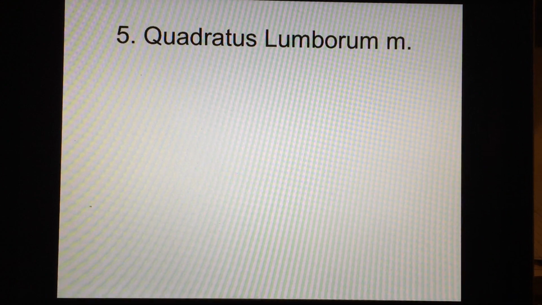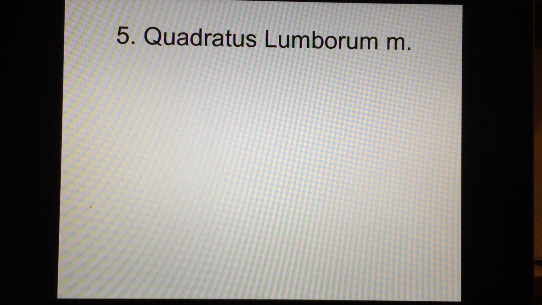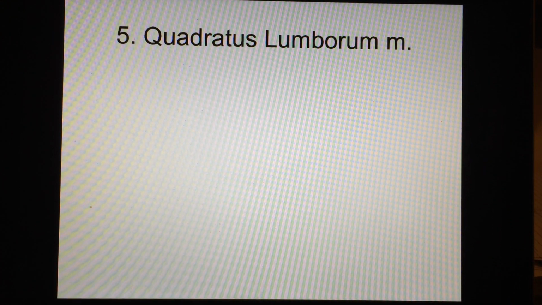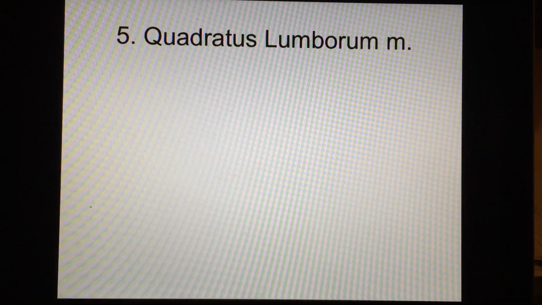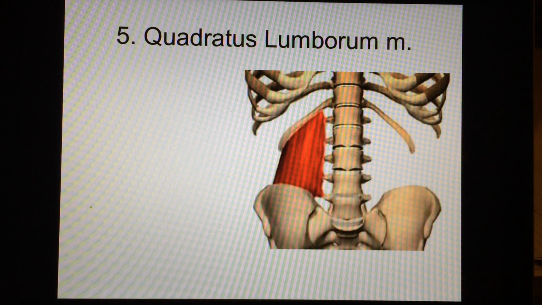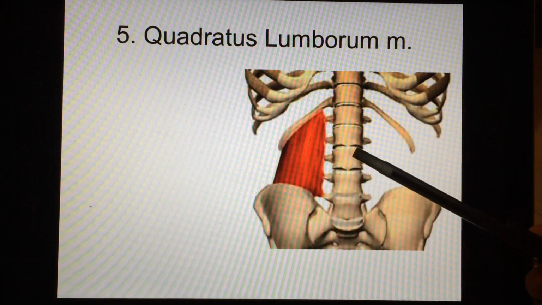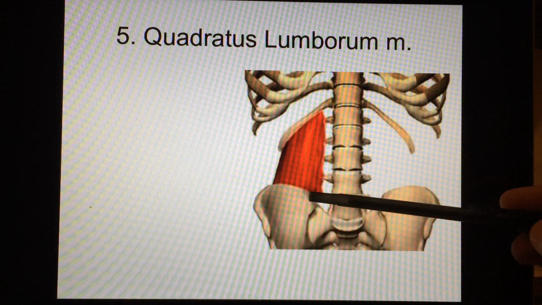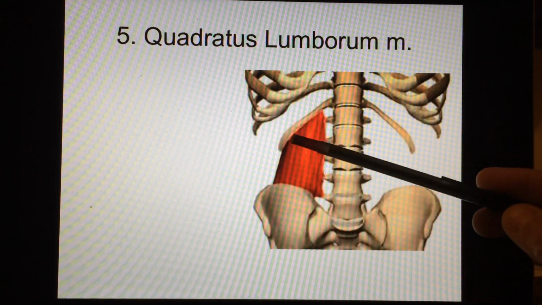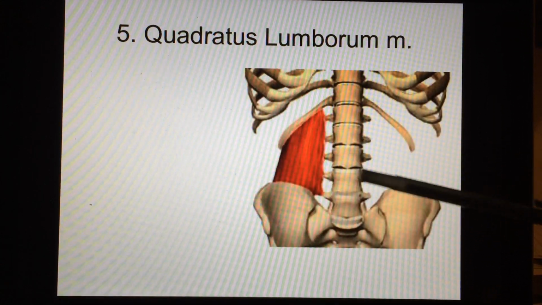Now the last one for this set is Quadratus Lumborum, and we're going to go on the back. Okay, Quadratus. This refers to its shape. Lumborum refers to the region of the lumbar region that it's in. Okay, and there it is. Now we're looking through the person to the muscle right there. So it's attached to the pelvis and then to the last rib.